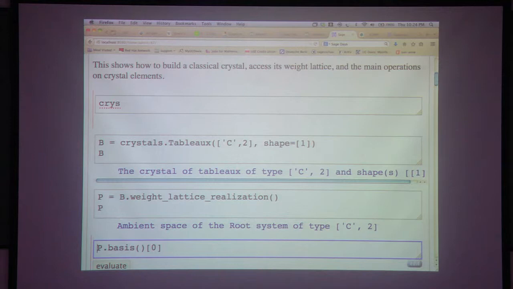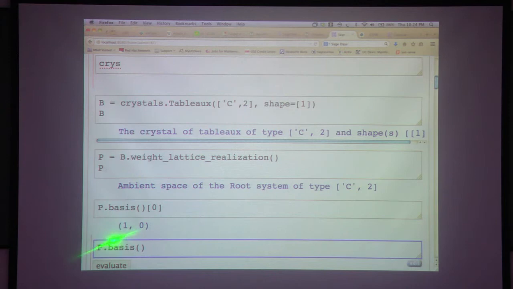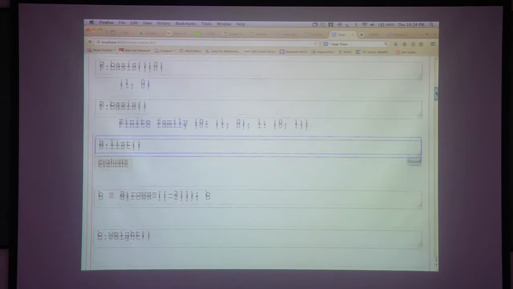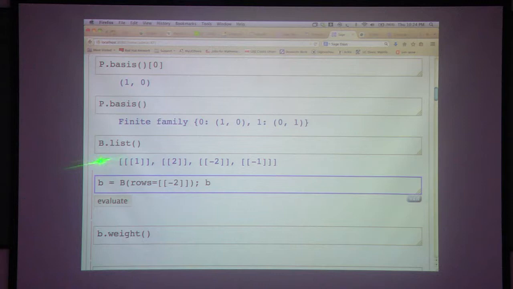And then we can look at like a basis, for example. So of our weight lattice, this is just the ambient lattice. So the first basis vector would just be 1, 0. The second one would be 0, 1, right? So the basis itself is some finite family. And I can actually list all elements in my crystal. Okay, so these would now be the vertices of the crystal.